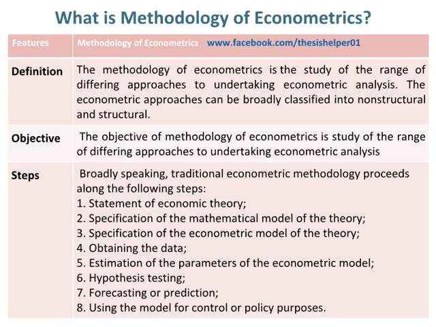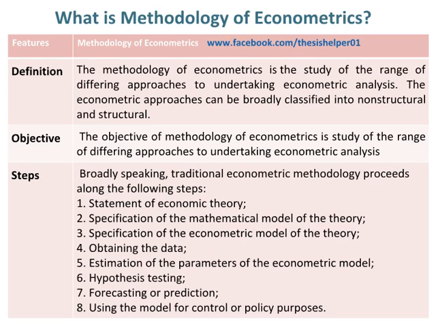Number 1 step of traditional econometric methodology is statement of economic theory. Number 2 step is specification of the mathematical model of the theory. Number 3 step is specification of the econometric model of the theory. Number 4 step is obtaining the data.